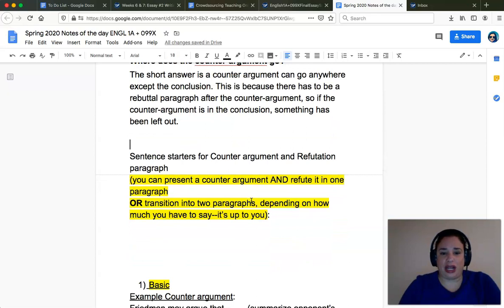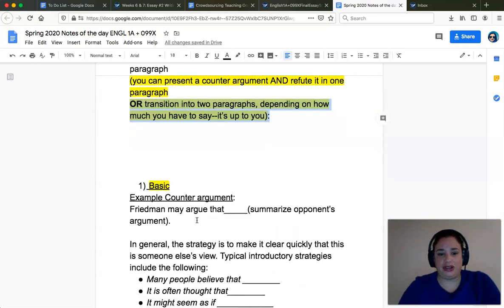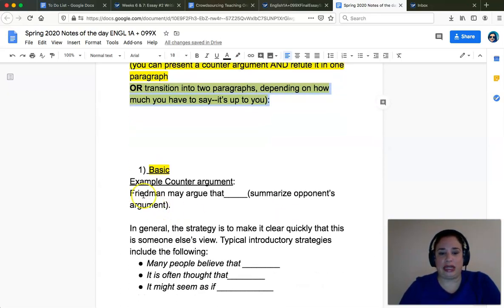Okay, so I'm including some sentence starters here to show you how to actually write a counter argument. You can do it all in one paragraph, or you can do a transition and make it two paragraphs. It depends on how much you have to say. So here's a very basic one. With a counter argument, again, you're summarizing the opposition. So let's say this is the author: Friedman may argue that, and then you summarize what the opposition is.